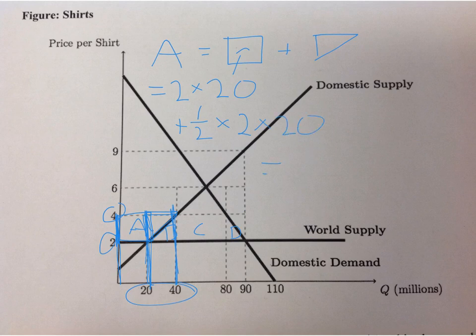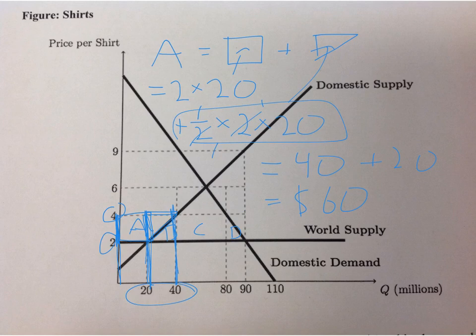So now we just have to do this problem, right? So what's 2 times 20? 2 times 20 is the area of the rectangle. That's 40. Now for our triangle, 1/2 times 2 cancel out, leaving us with 20. And so area A is $60.